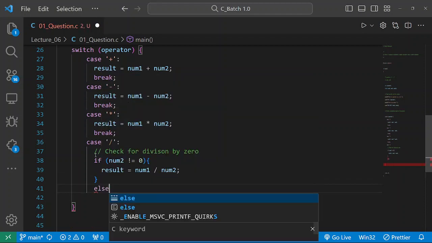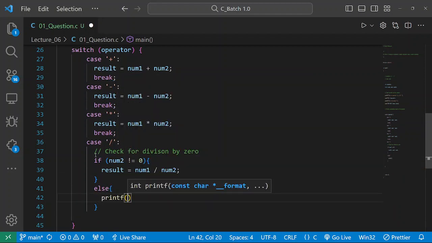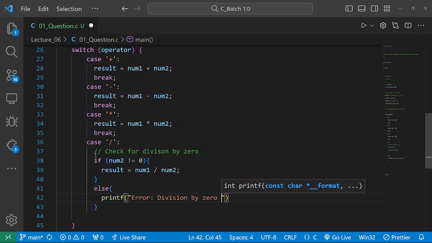Okay, and in the else part I will be writing this. Now you can print an error. You are handling the error here. It's a very good practice. Industry people, if you handle the error properly, they will appreciate you.